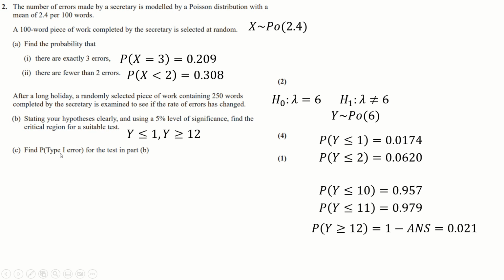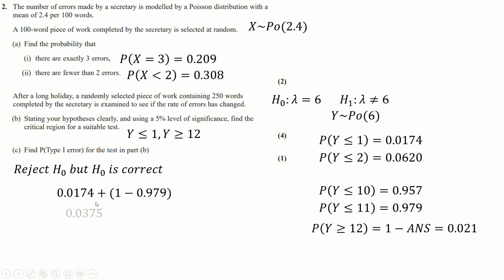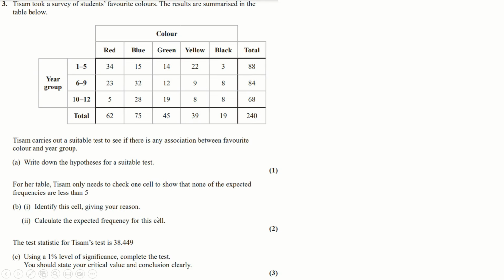A type 1 error is the probability of rejecting H0 when H0 is correct. So what is the chance of rejecting H0 here? Well, you can either reject it through being on this end, or you can reject it through being on this end. So it's just going to be essentially this number plus this number, which I've worked out twice, I guess. And we'll have this there for that.